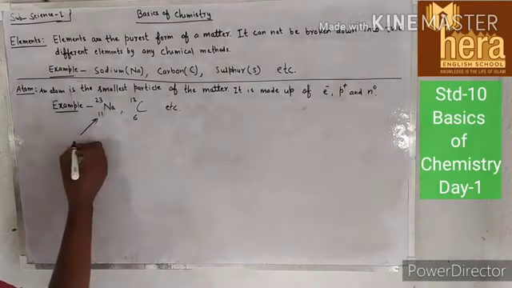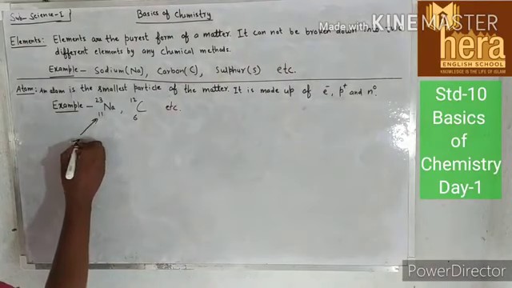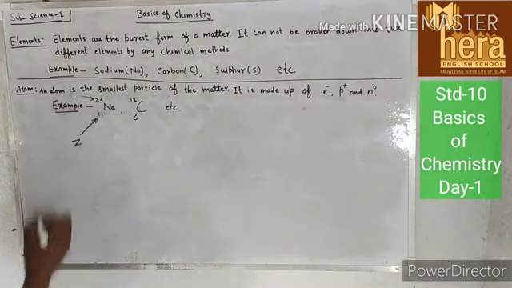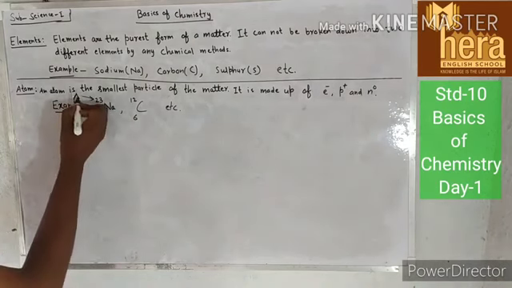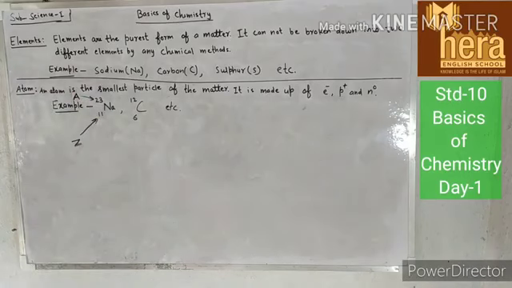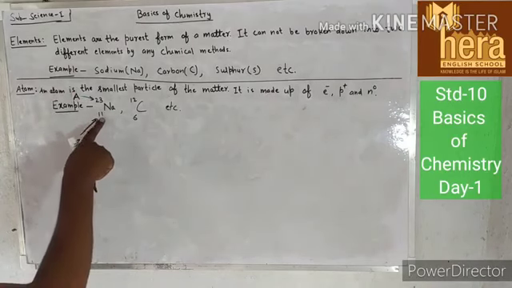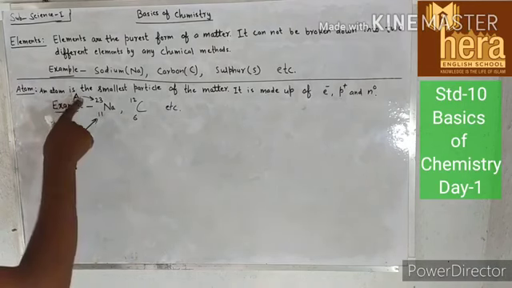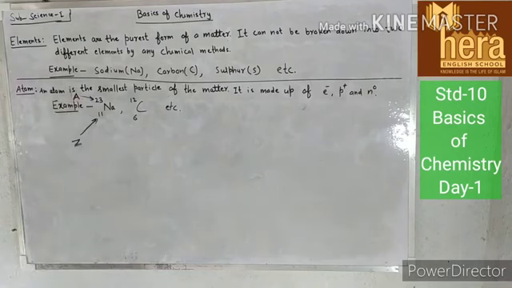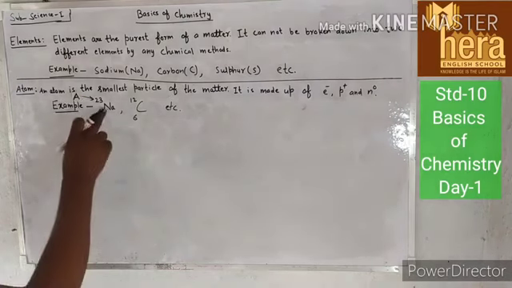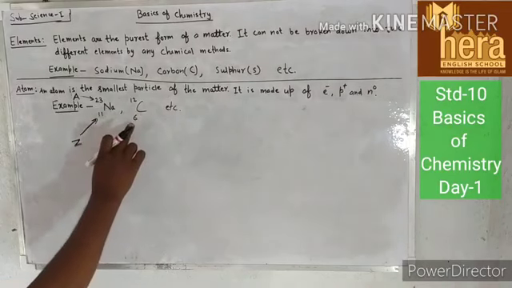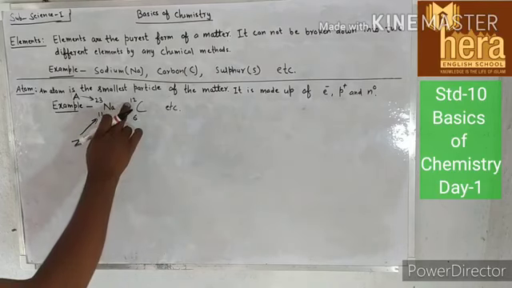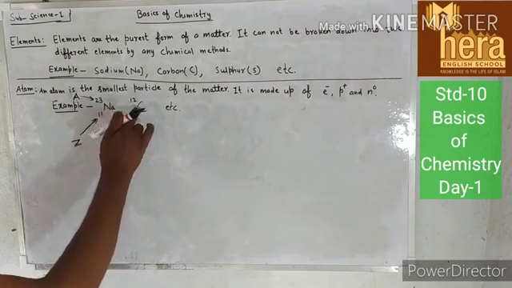Atomic number is represented by capital Z. Atomic mass number is represented by capital A. Understood? It means Z equal to 11 is the atomic number of sodium. A is equal to 23 is the atomic mass number of sodium. Similarly, here Z equal to 6. 6 will be the atomic number of carbon and 12 will be the atomic mass number of carbon.